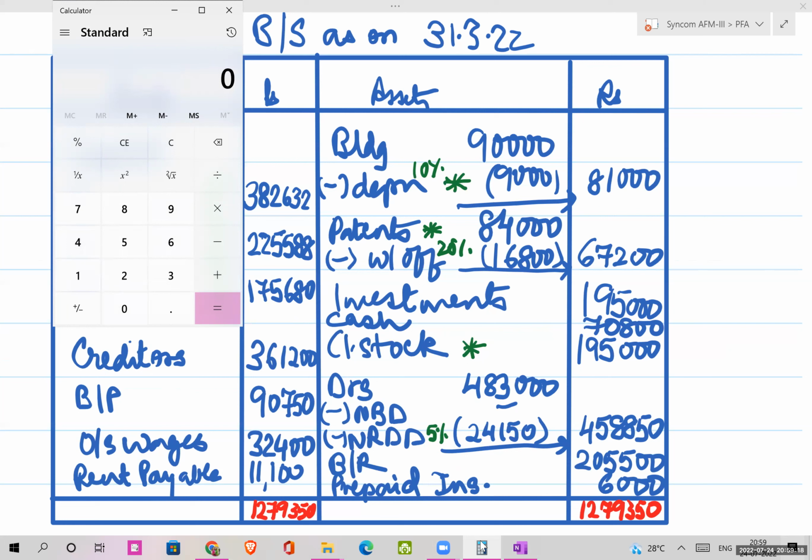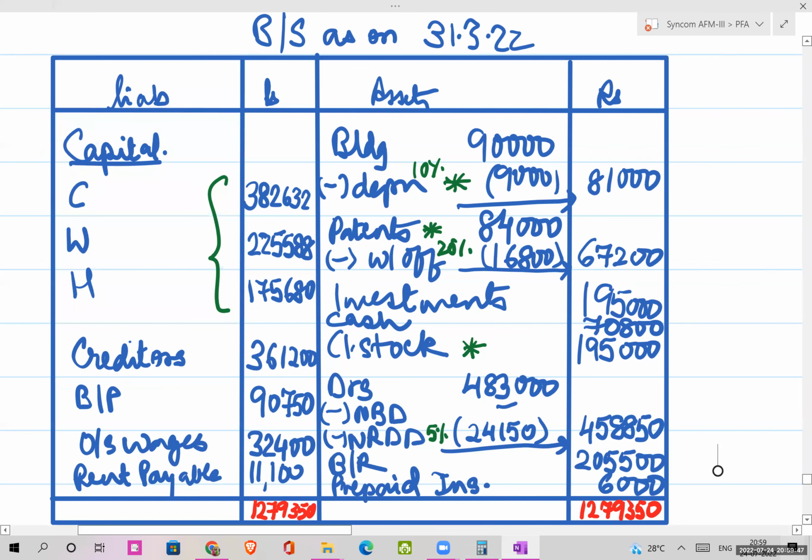Let's check the liabilities also. 3,82,632 plus 2,25,588 plus 1,75,680, plus 3,61,200 plus 90,750 plus 32,400 plus 11,100. That is 12,79,350.